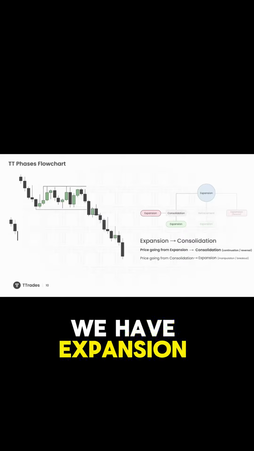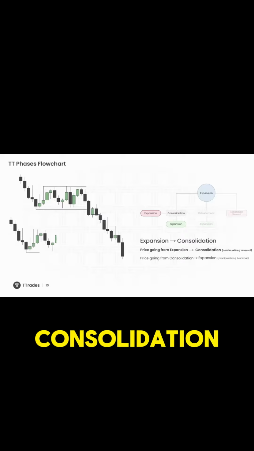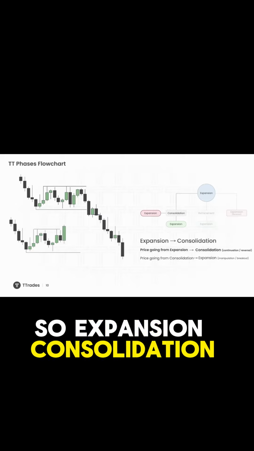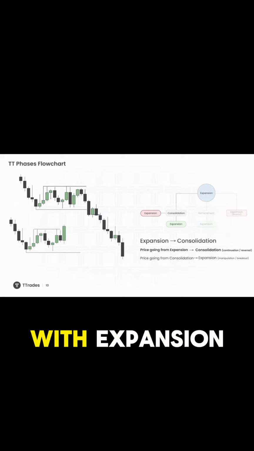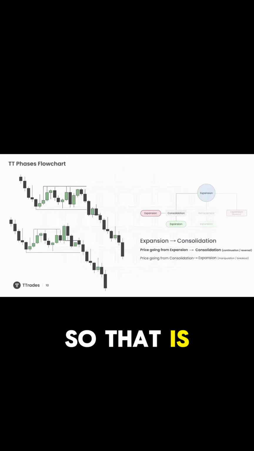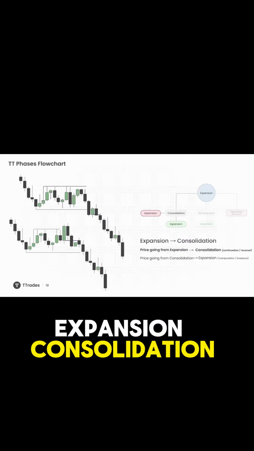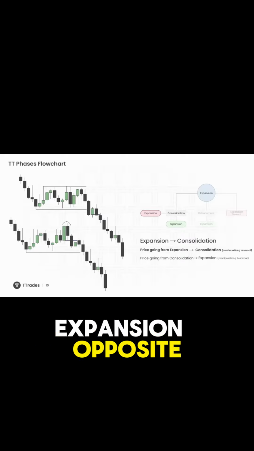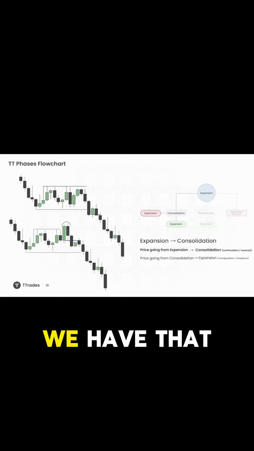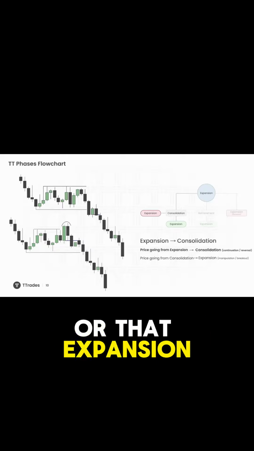Here you can see we have expansion, consolidation, and then we get expansion opposite, right? So expansion, consolidation, expansion. Is this met with expansion or a retracement? We have expansion opposite. So that is a reversal. Expansion, consolidation, expansion opposite, met with expansion, forming this lower time frame reversal. And then we have that continuation or that expansion following.